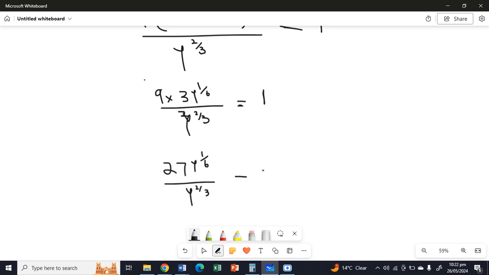Now here, I wouldn't advise you to cross multiply. Why? Because you've got two y variables here. If it's another variable, yes, you cross multiply, so you take it somewhere else. But here you've got two y variables, so we can simplify this. So if you remember another law from indices, a to the power m over a to the power n equals a to the power m minus n.